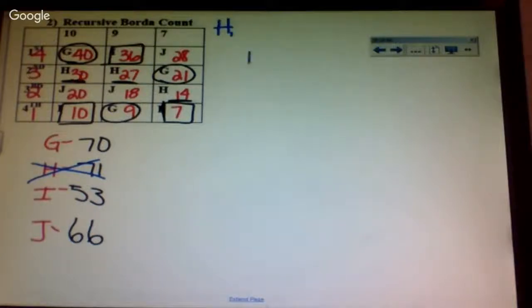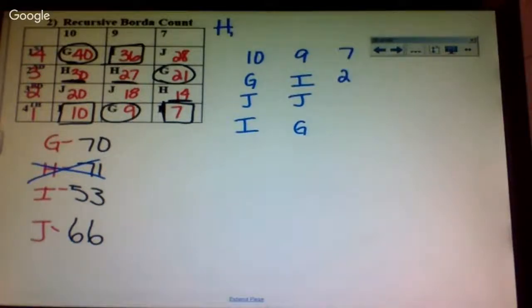So I have 10 people that vote G, J, and I. Remember, your order does not change. We just remove H from the equation. So that's G, J, and I. We now have 9 people that vote I, J, and G. And 7 people that vote J, G, and I.